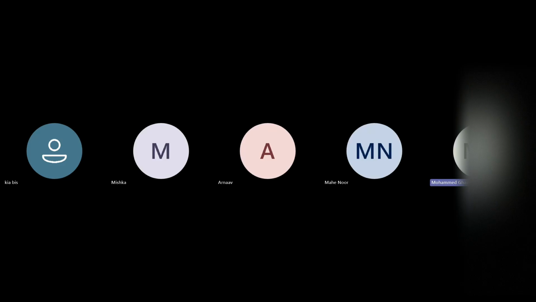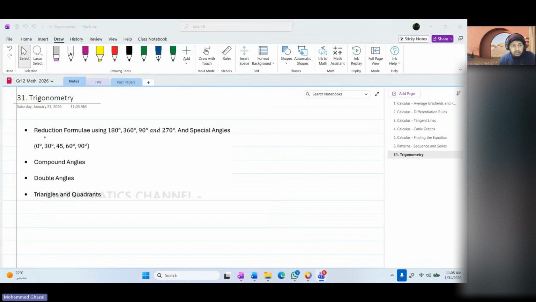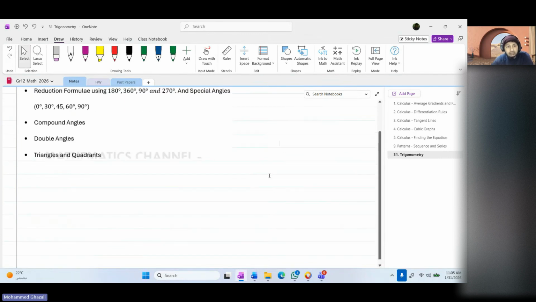This is the outline for today's session, which is reduction formula. We will look at how to reduce using 180, 360, and 90 and 270, and also use special angles in reduction. Then we will look at compound angles, double angles, and triangles and quadrants. So let's start with the first part, which is reduction formula.